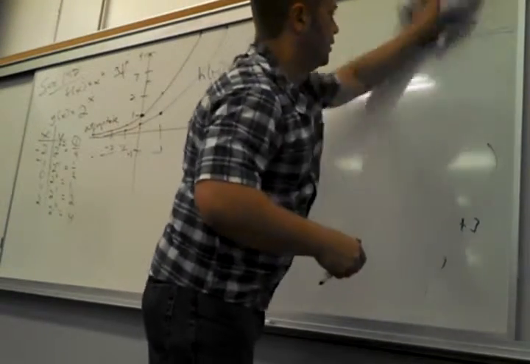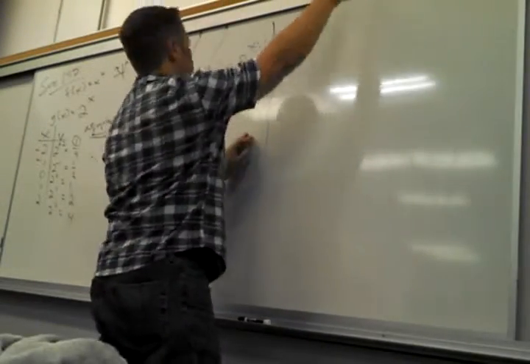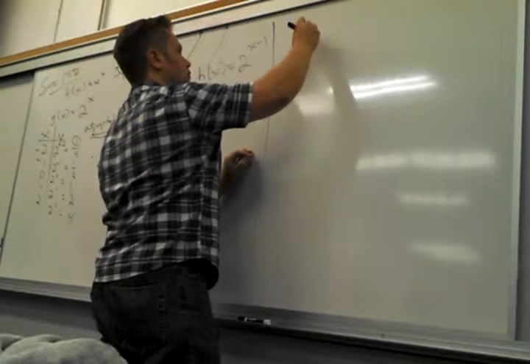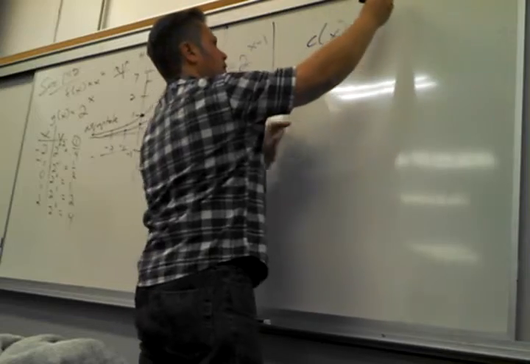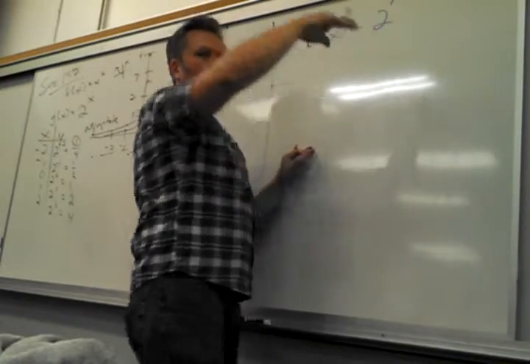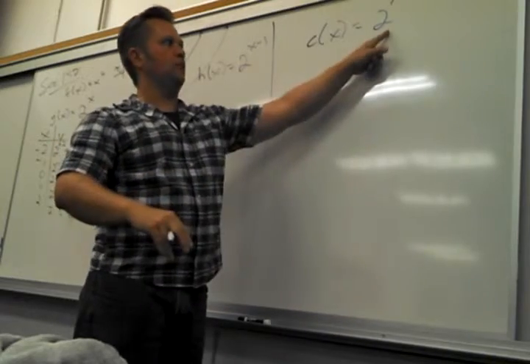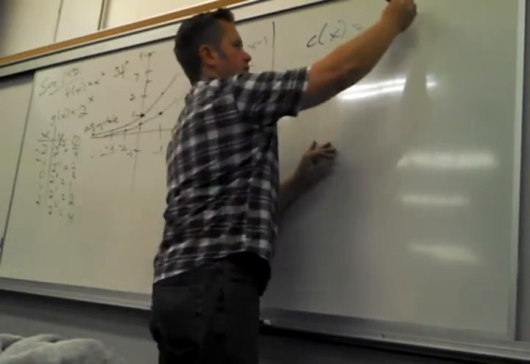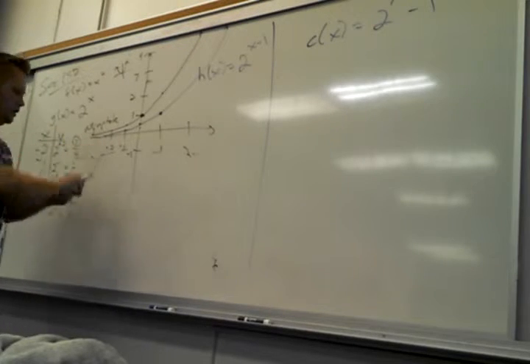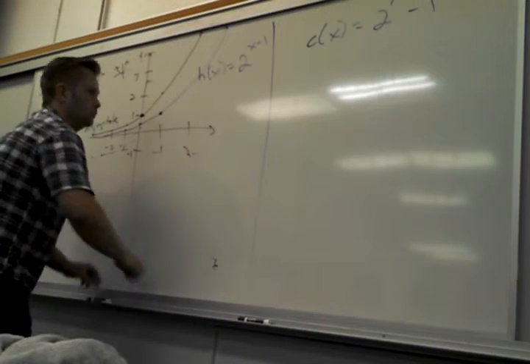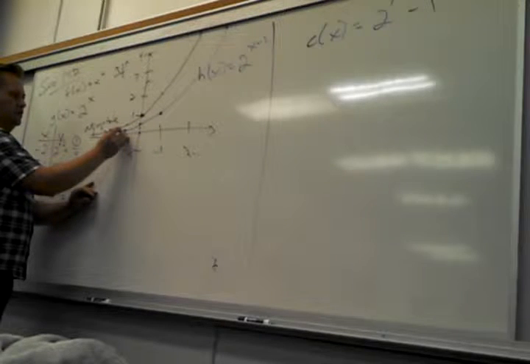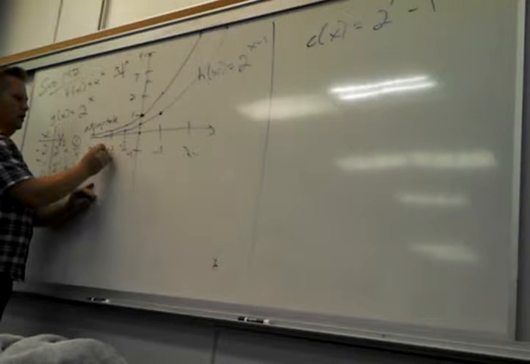So my equation is 2 to the x. I'm running out of letters to use. Let's use c of x. And I want to make all my outputs 1 less. That's my outputs right now. How do I make them 1 less? So that would be, take this whole thing, you do this in blue, take that down by 1, take that down by 1, and down by 1.